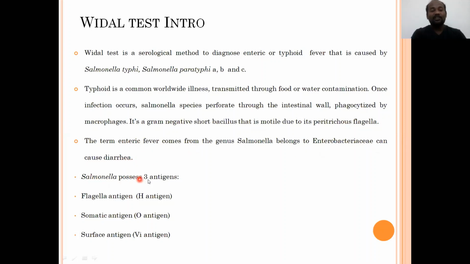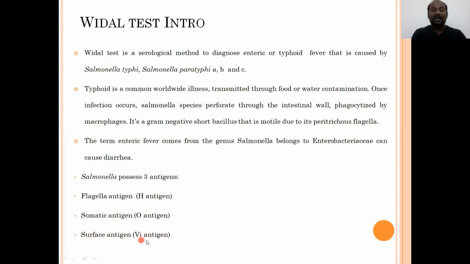Salmonella have three types of antigens: flagella, somatic, and surface antigen. Flagella antigen is called the H antigen. Somatic antigen is called the O antigen, which is present in the gram-negative Salmonella bacterial cell wall, containing lipopolysaccharides.